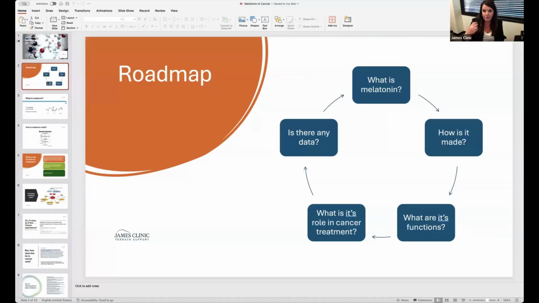So the roadmap tonight, we're going to start with what is melatonin, how is it made in the body, what are its functions, what are some of the common misconceptions on melatonin, and what's the role in cancer treatment, and is there any data on that?